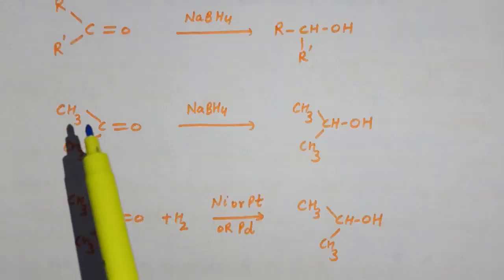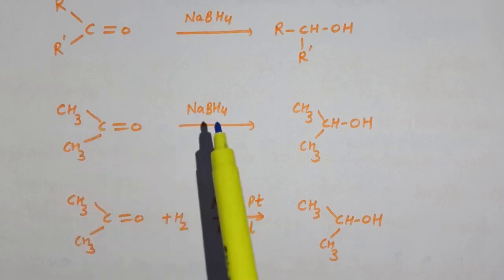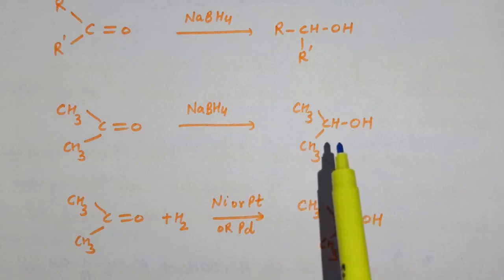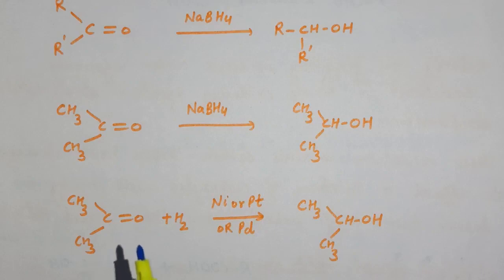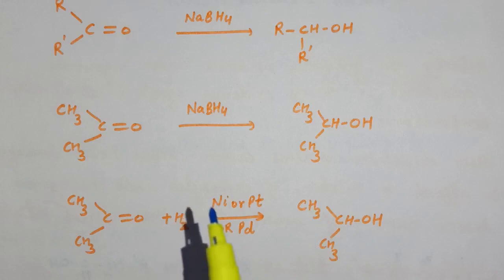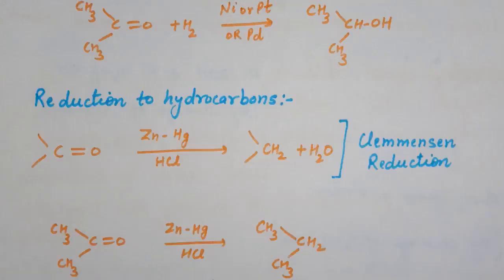So here one example is written. Reduction of acetone in presence of sodium borohydride results in the formation of secondary alcohol, that is propan-2-ol. Also ketones are reduced to alcohol in presence of hydrogen over nickel, platinum or palladium. So this ketone C double bond O is reduced to CHOH. So this is also one of the reducing agents by which we can reduce ketones to corresponding alcohols.